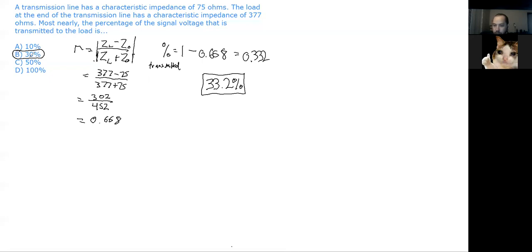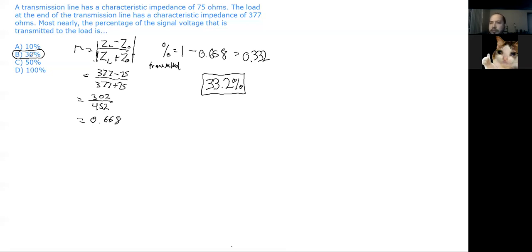Wait, hold up. So the percentage of the signal voltage, how did you come up with that? The percentage transmitted? That is transmitted to the load. I'm a little confused actually.